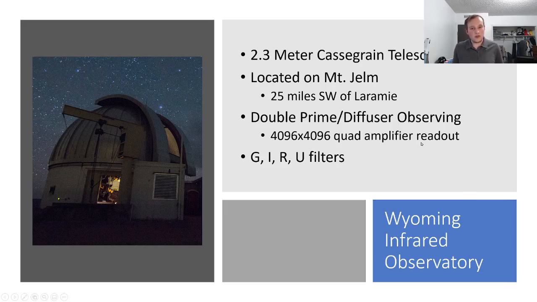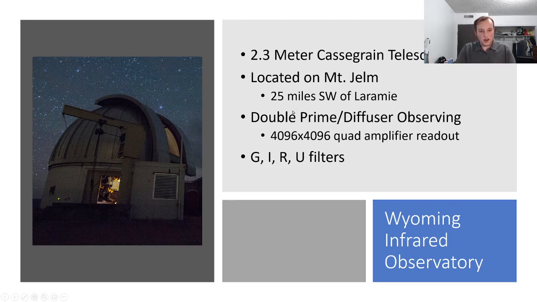So when we go to observe, we use WIRO, the Wyoming Infrared Observatory, which is a 2.3 meter Cassegrain telescope located on Mount Jelm, approximately 25 miles southwest of Laramie. Now, Wyoming uses a double prime diffuser for its observations, and double prime is just the type of camera and focus, which results in a 4096 by 4096 quad amplifier readout. That just means that each one of the quadrants of the picture has a different light sensitivity.